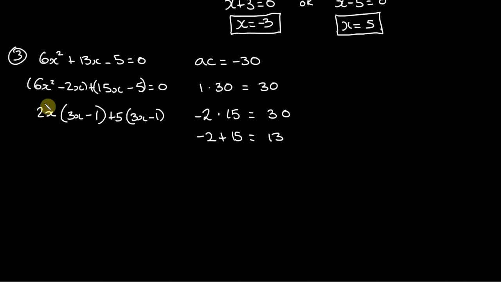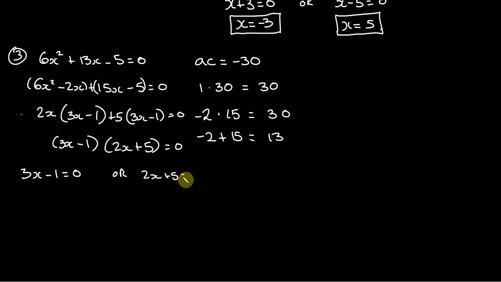Because if we were to distribute this 2x back in, we would end up with 6x squared minus 2x. Again, if we were to distribute this 5 back in, it would be 15x minus 5. And now we can factor out a 3x minus 1. So that's going to leave us with 3x minus 1 and 2x plus 5. Now we need to solve for x for both of these, and they're still set to equal 0. So we need to solve for x here, and 2x plus 5 equals 0.